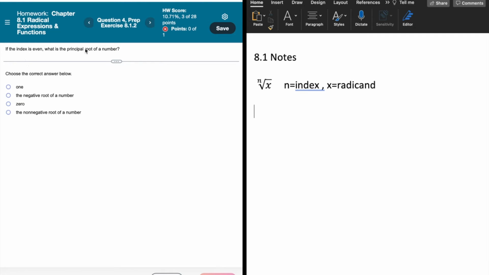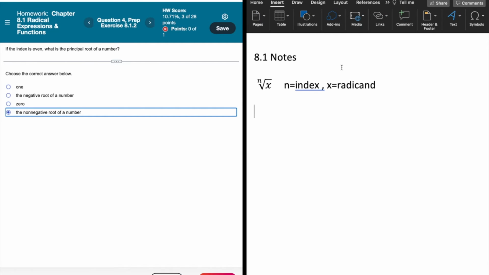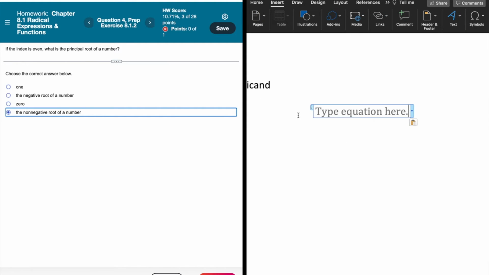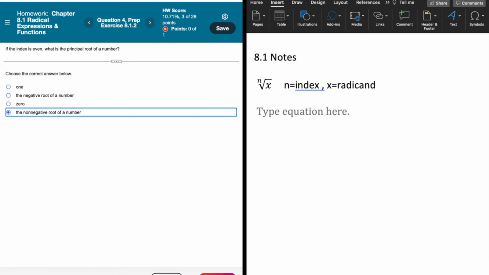So if the index is even, what is the principal root of a number? The principal root would be the non-negative root of a number. So in other words, what does that mean by example? Well, when you had, for instance, the square root of 25, we said that there were two answers, 5 or negative 5. But the principal root would be 5, the non-negative version of a number.